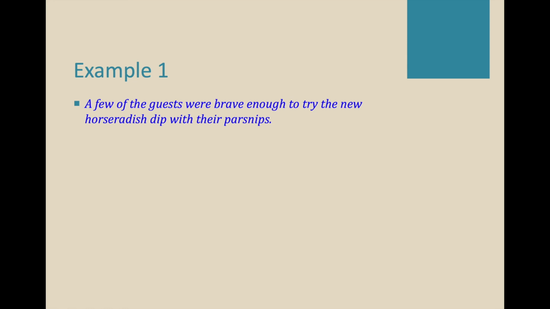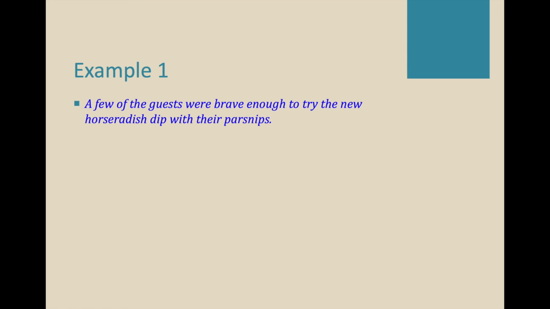So we have example number 1. A few of the guests were brave enough to try the new horseradish dip with their parsnips, right? So as you look at that, there are some clues here. We see that we have a few of the guests, the subject term being guests, right? And it's a few, and that tells us this statement is particular. And then we also see the verb to be, were. That's affirming a class inclusion.